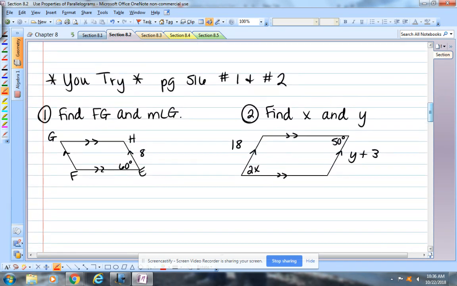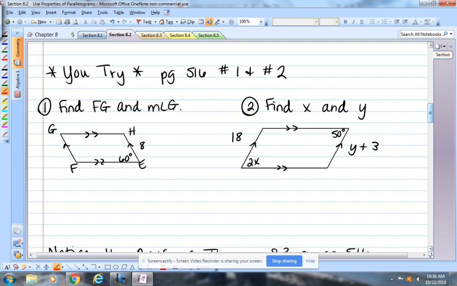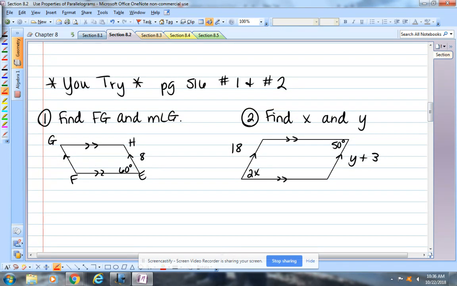You guys try these two. Number 1 is way too easy. You don't have to redraw the pictures, but if you need help reading something on there, let me know.